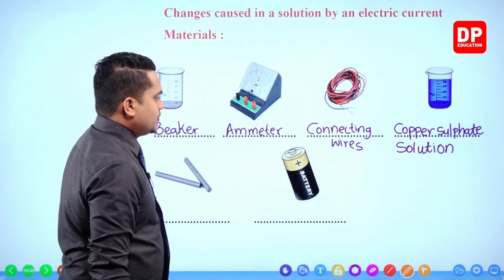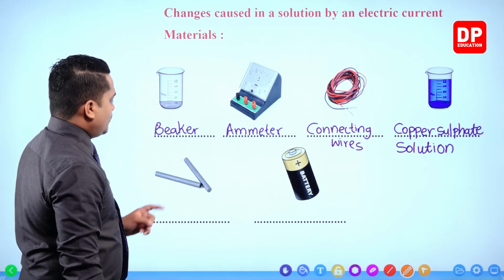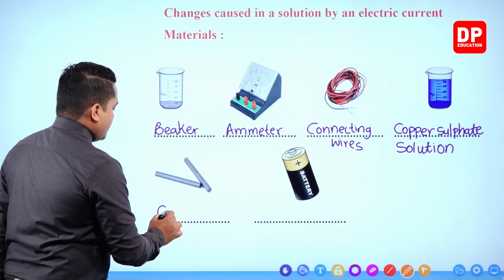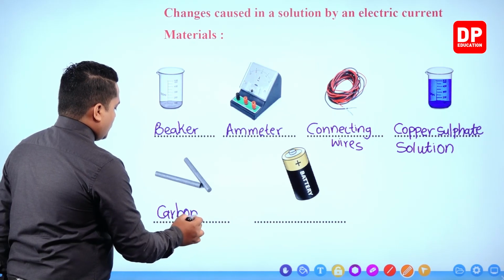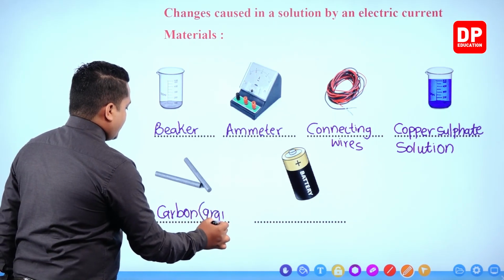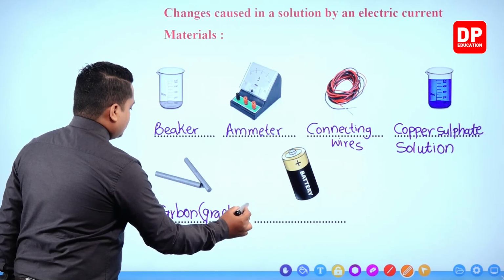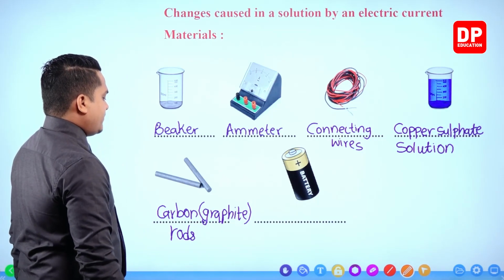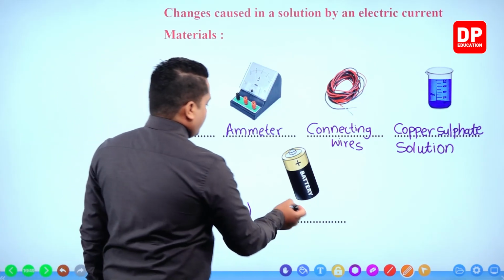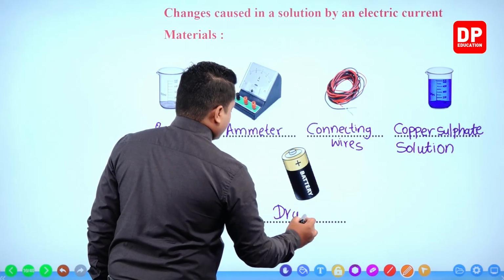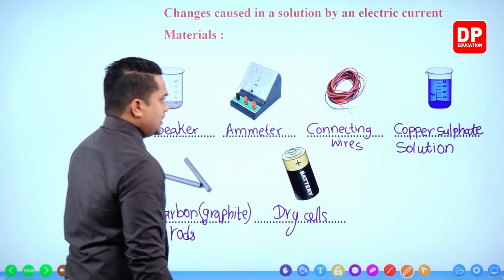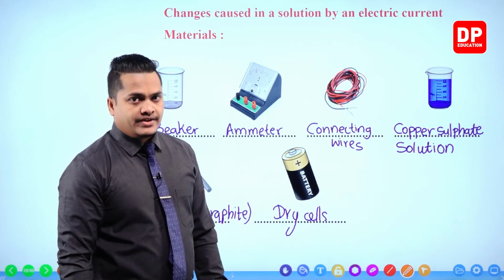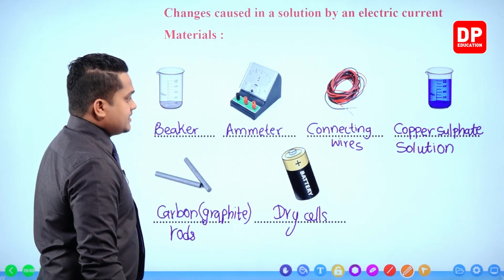Copper sulfate solution. Then, to provide electricity to the setup, we'll need carbon, or graphite rods. Carbon or graphite rods. Then we'll need dry cells as an electric source, which help to provide electricity to the circuit. So these are the materials that we need, my dear children.